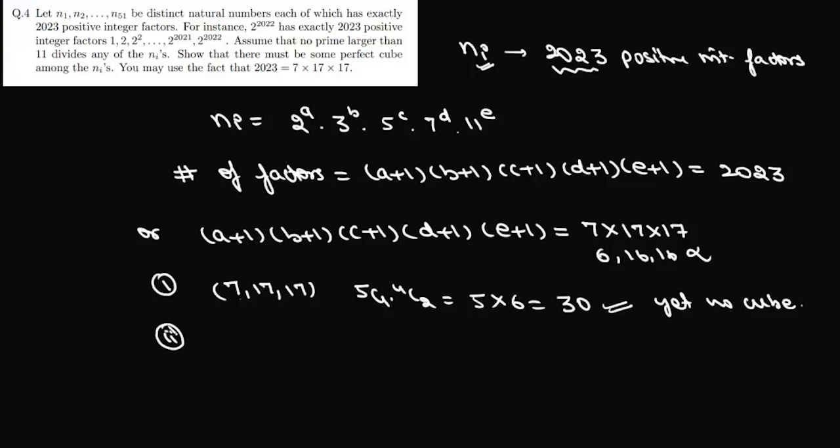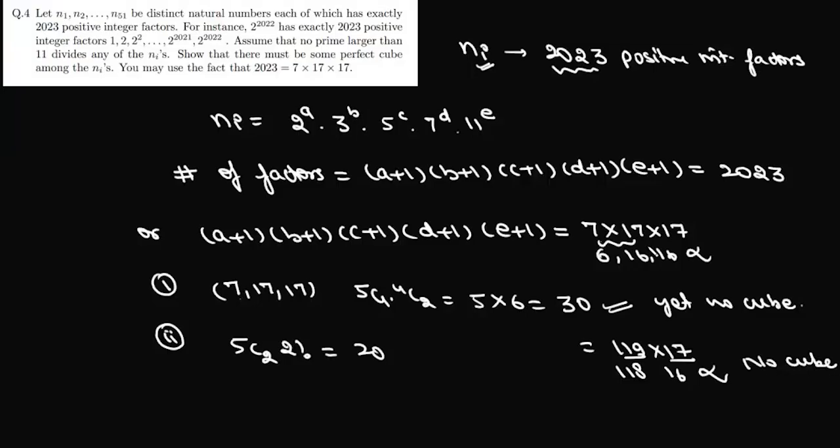Now the second possibility is if we multiply 7 with 17, then in that case it will be 119 into 17. Now subtracting 1, there will be 118, and here there will be 16, which again does not make a cube. So here we just need to choose 2 exponents for these 2 numbers, and it can be done in 5C2 into factorial 2 ways, and there will be 20 ways. So here also we get 2023 positive integer factors and yet there will be no cube.